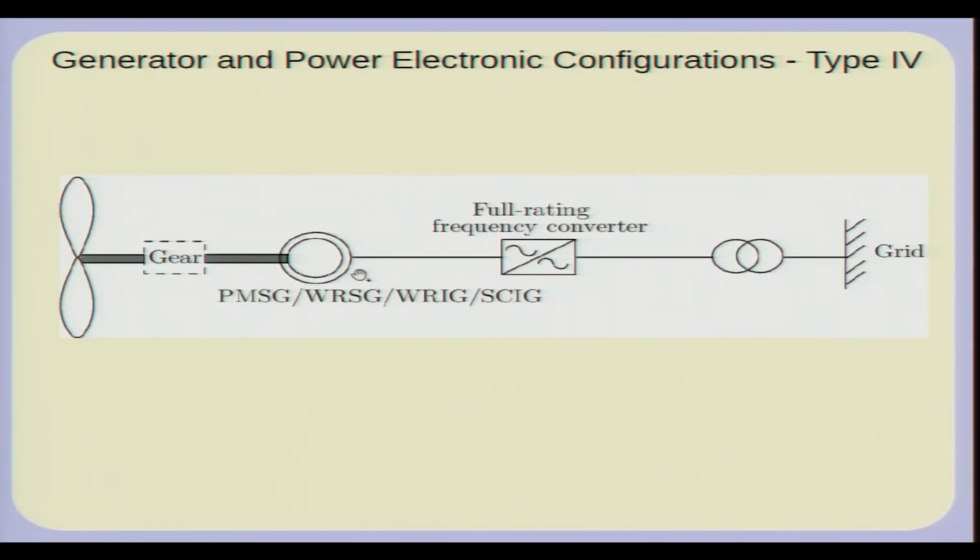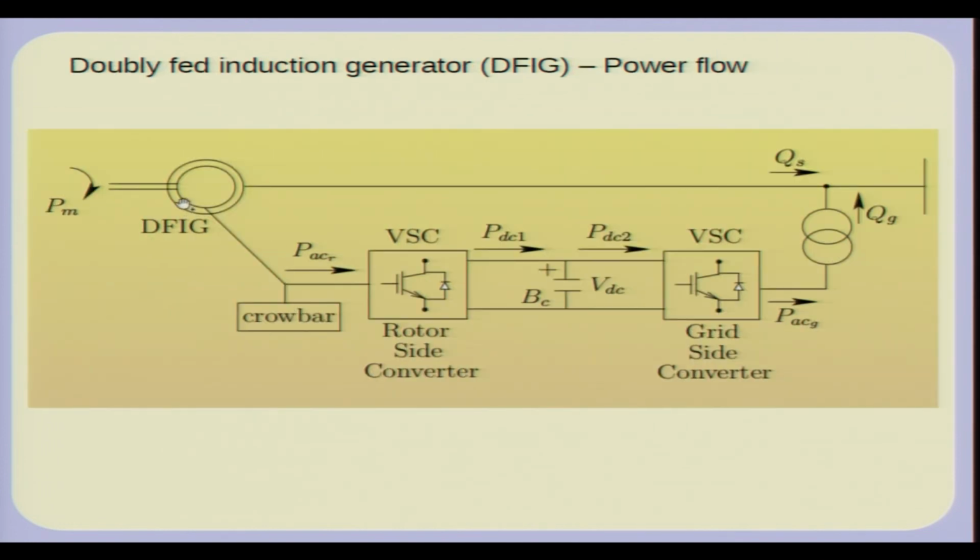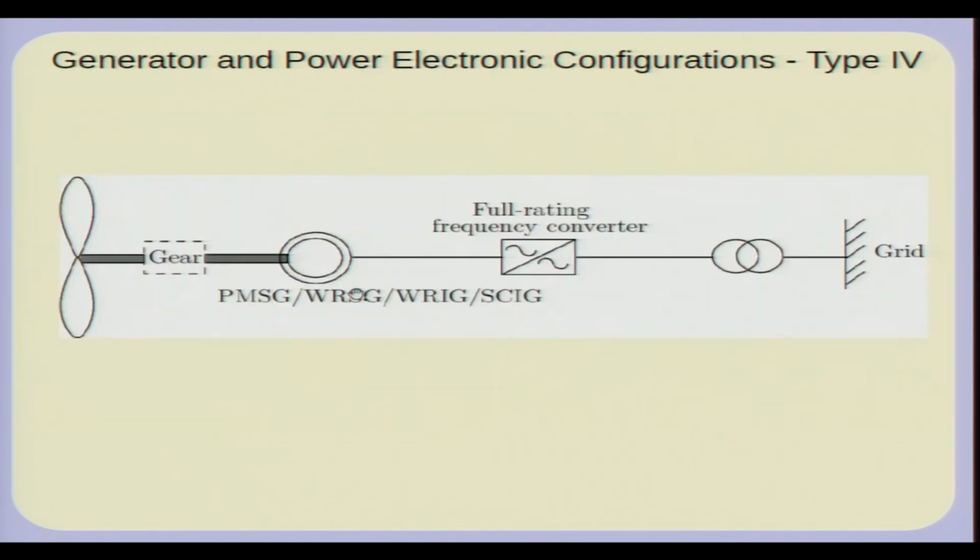Also you have other kinds of power extraction schemes where, for example, you could use a permanent magnet generator, get rid of the gear, and have a high pole number machine. So, you can have a full rating frequency converter which is directly connected to the stator of the machine. If this was connected to the rotor of the machine, this is connected to the stator of the machine.